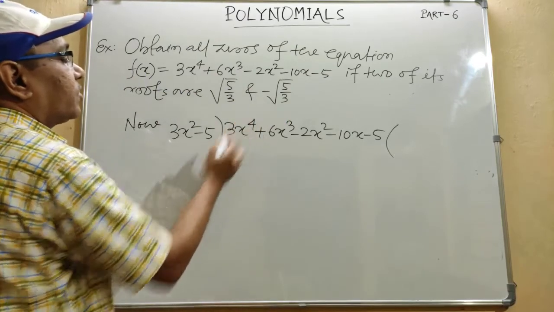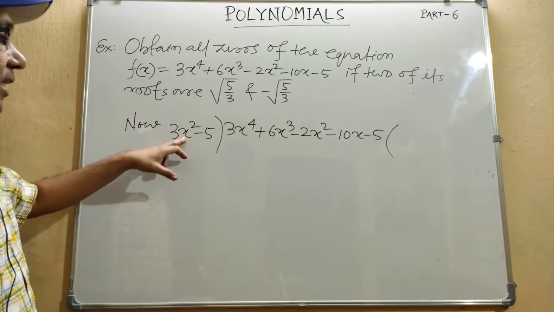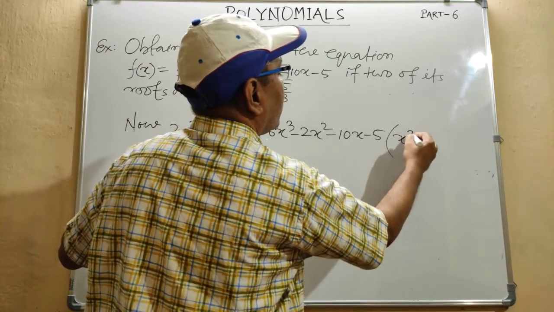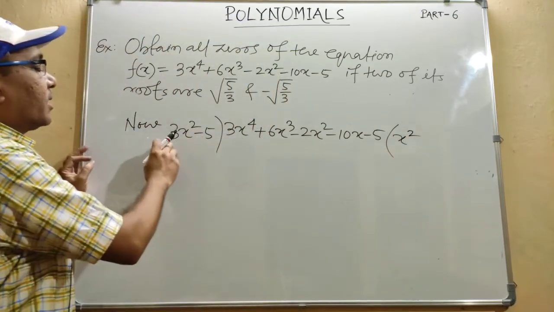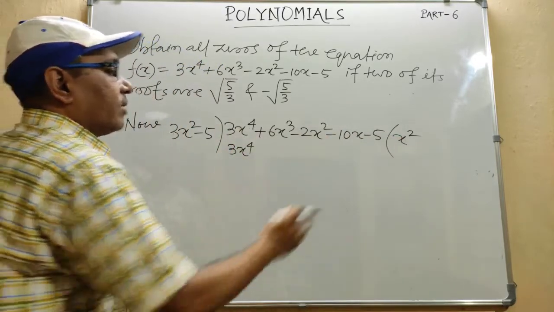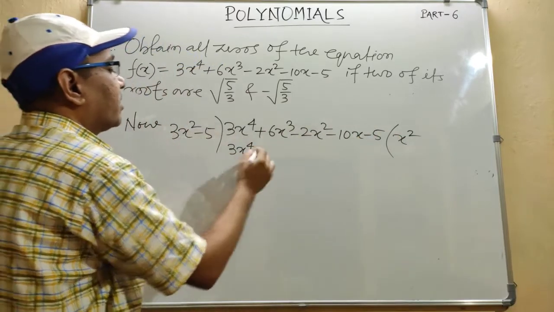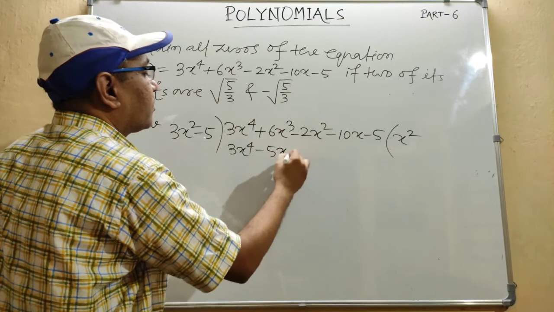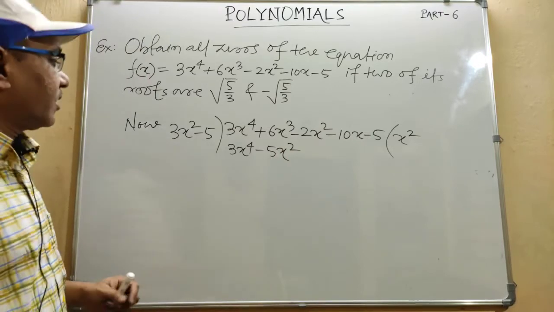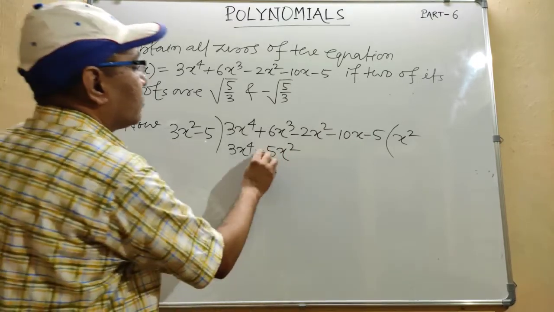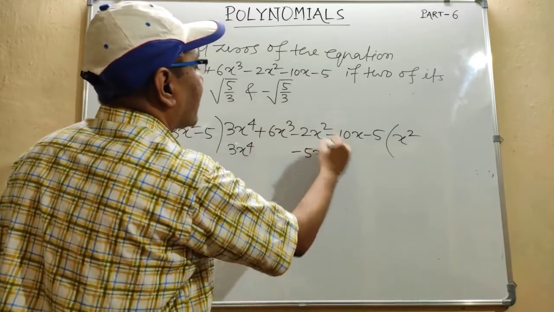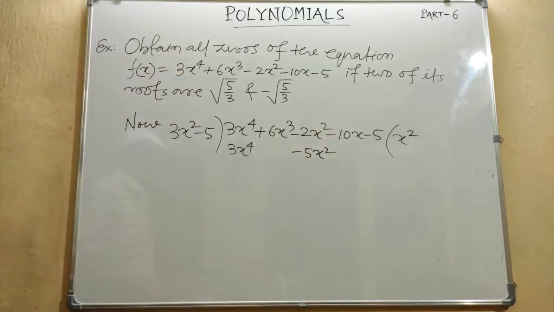Here the first term is 3x to the power 4. Here the first term is 3x square. So how will it become 3x to the power 4? You take x square, so that 3x square and x square will be 3x to the power 4. But this x square will multiply with this minus 5 also. So this becomes minus 5x square. So we write this minus 5x square under this x square term. Similar terms should be written together.